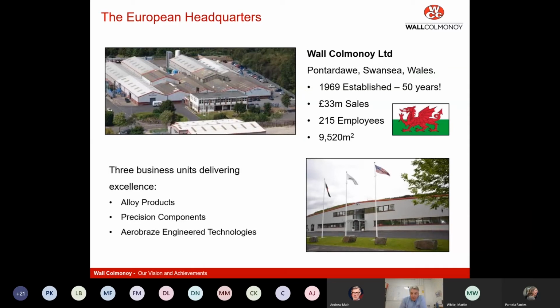And we have three combined business units. The alloy products division is where we make our metal powders, which is most relatable to today. We also have a precision components department, which produces machined cast metal parts. And we also have an aerobraze engineered technology division, which supports coatings and part manufacture for aerospace.